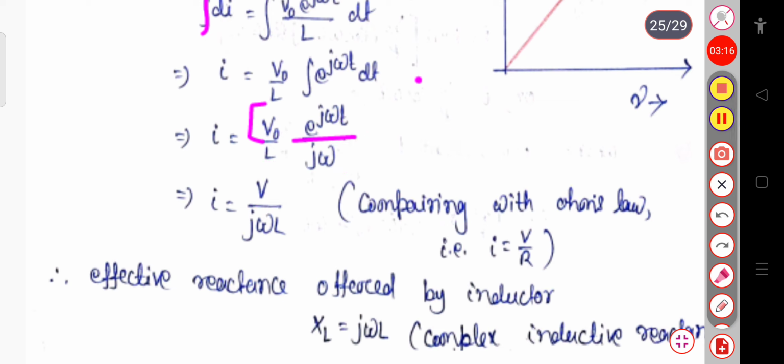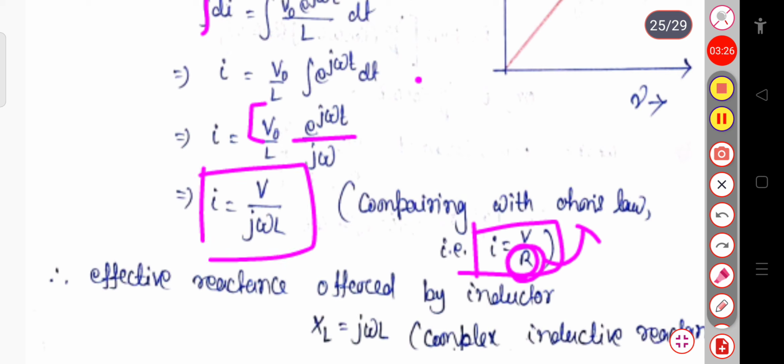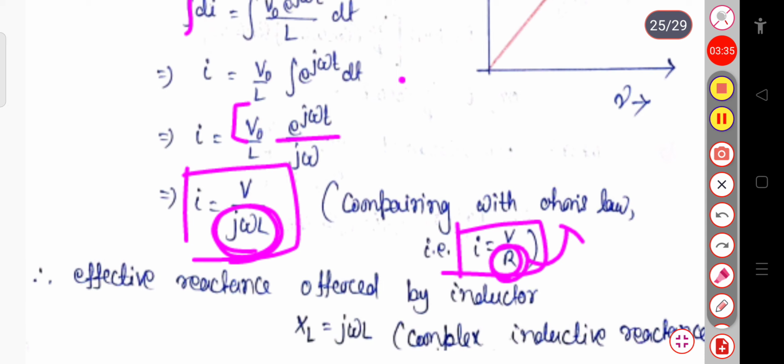And if I compare this equation with Ohm's law, that is I equal to V by R, where this R is the resistance in case of Ohm's law, here you can see I equal to V by j omega L, this is also the resistance. But here in case of the inductor, since the circuit contains inductor only, this is known as the effective reactance offered by the inductor. It is denoted by XL. So that is inductive reactance, that is equal to j omega L.